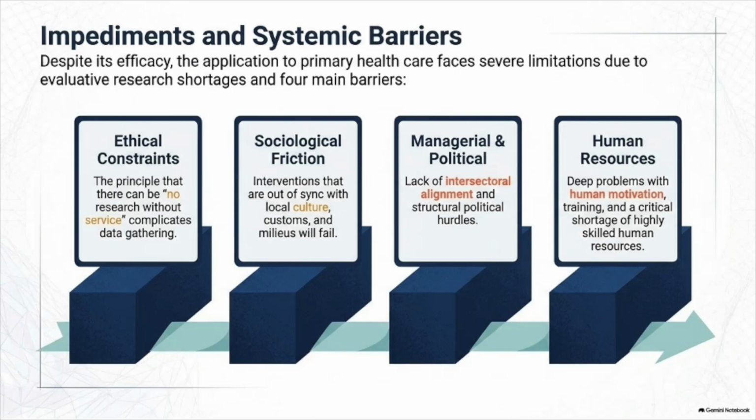Despite its efficacy, applying this approach to primary healthcare faces severe limitations due to evaluative research shortages and 4 main barriers. Ethical constraints arise from the principle that there can be no research without service, which complicates data gathering. Sociological friction occurs when interventions are out of sync with local culture, customs, and milieus, causing them to fail. Managerial and political barriers include a lack of intersectoral alignment and structural political hurdles. And human resource barriers include deep problems with human motivation, training, and a critical shortage of highly skilled personnel.